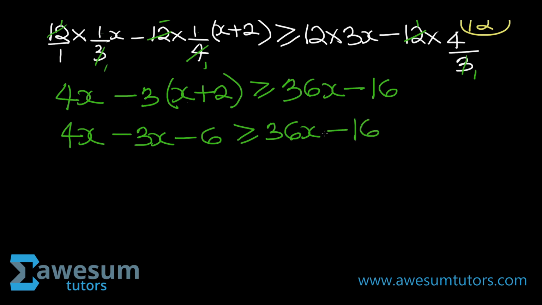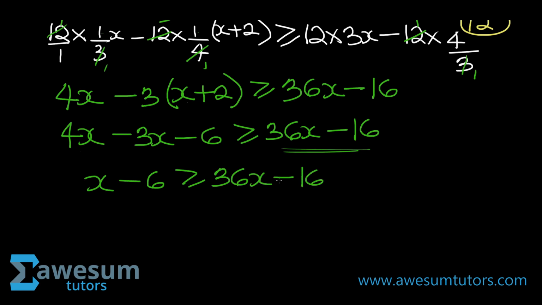We are getting somewhere. Let us simplify further. 4x and 3x right here are like terms. That means we can simplify them. We can add them or subtract them. So 4x minus 3x is going to give us x. Very good. Now this is negative 6, so I bring that right there. x minus 6 greater than or equal to. These are unlike terms right here, so I'll put them back right here: 36x minus 16. Very good, guys. We are almost there. Now, remember, still collect like terms.